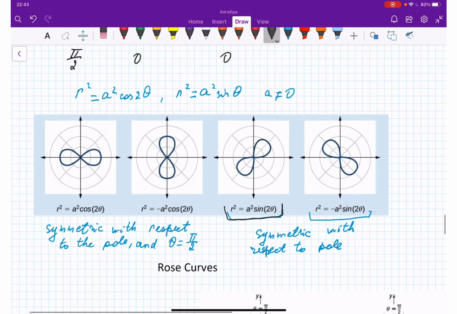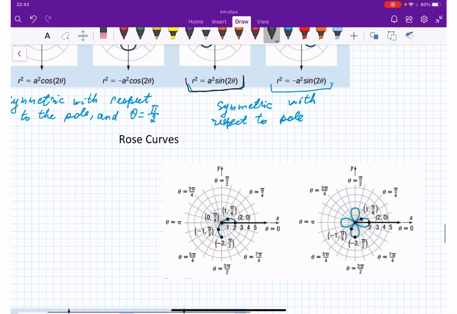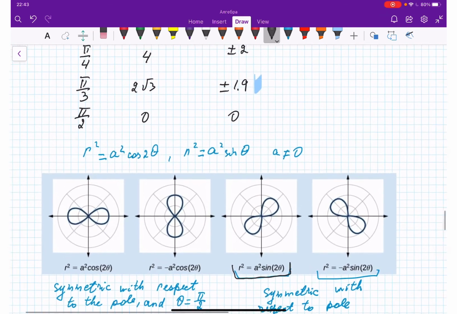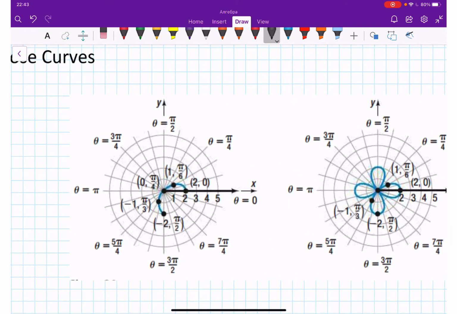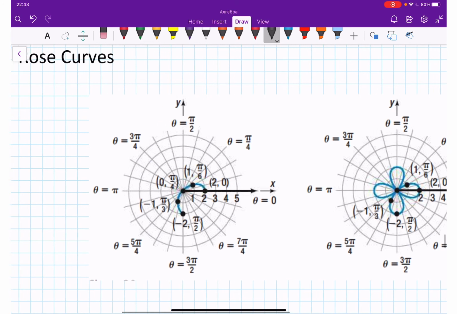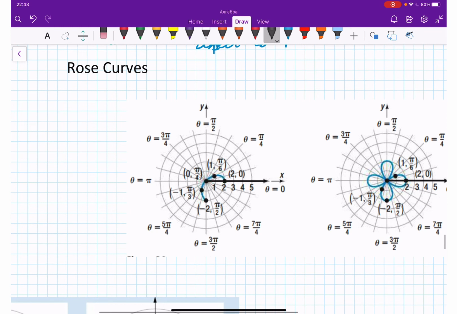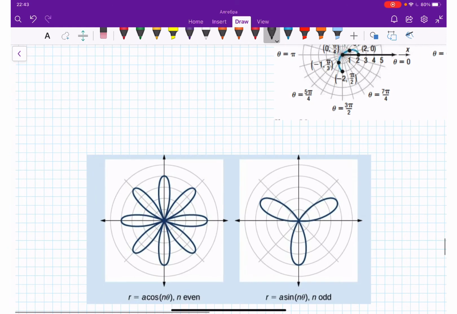And lastly, we have one more. So let's move to Rose curve. This is more interesting, a version of the lemniscate, which means the graph has the curve present in all four quadrants. Okay. And this is a petal-like shape. Although the graph looks complex, it is represented by a simple polar equation.